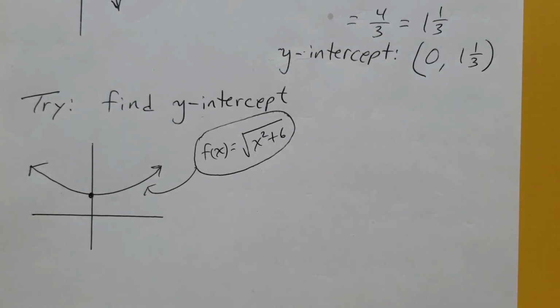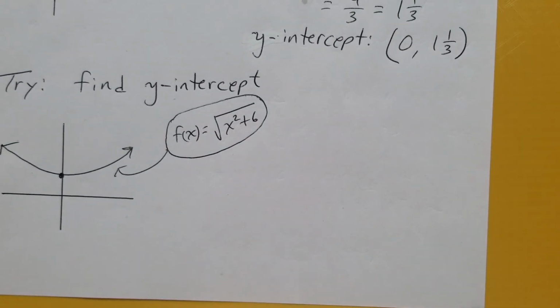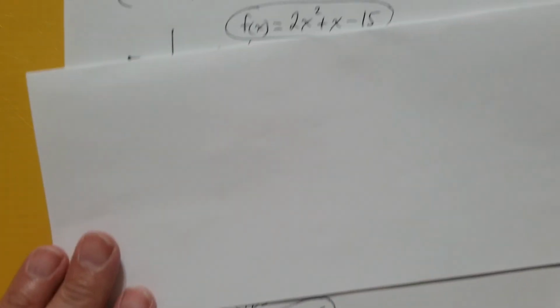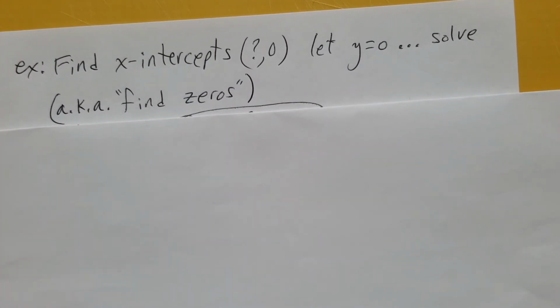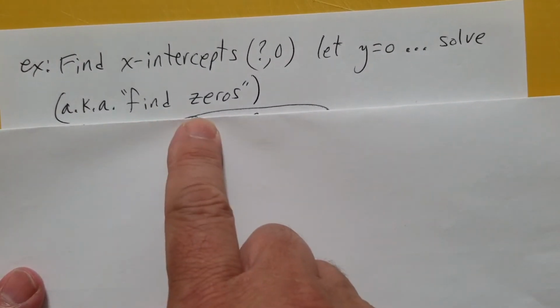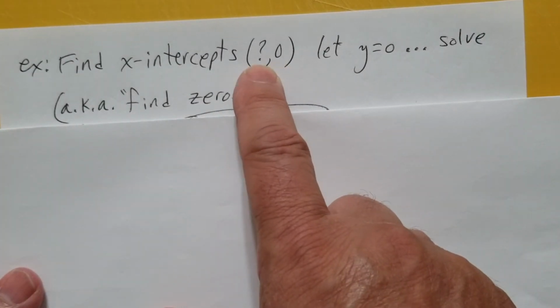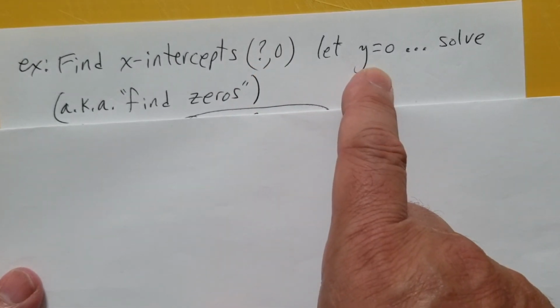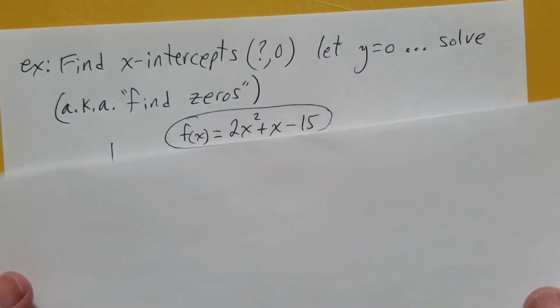So now, that's the y-intercept. Let's look at the x-intercept. How do you get the x-intercept? Find the x-intercept, which is another way of saying find the zeros. Remember, for the x-intercept, we already know y is 0, we just don't know what x is. So here's what we do. We let y equal 0, and then solve for x. We know y is 0. So here's our example. Let me pull it up.